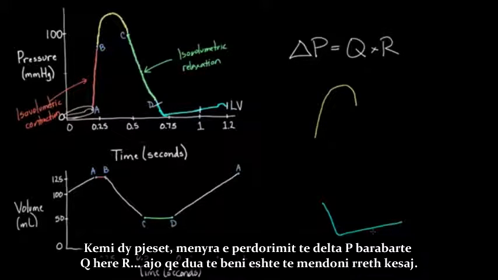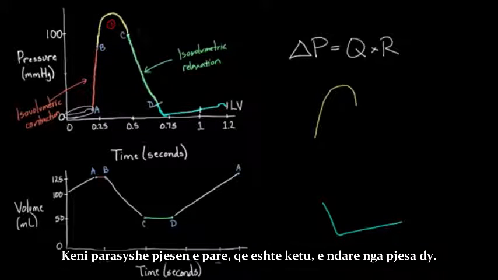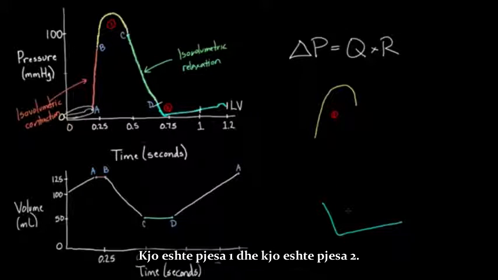The way to apply this idea, delta P equals Q times R, what I want you to do is think about this. Think about section 1, which is right here, and section 2 separately. So this is section 1, and this is section 2.